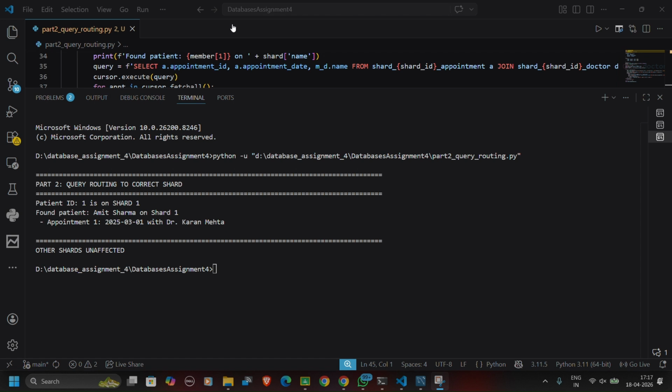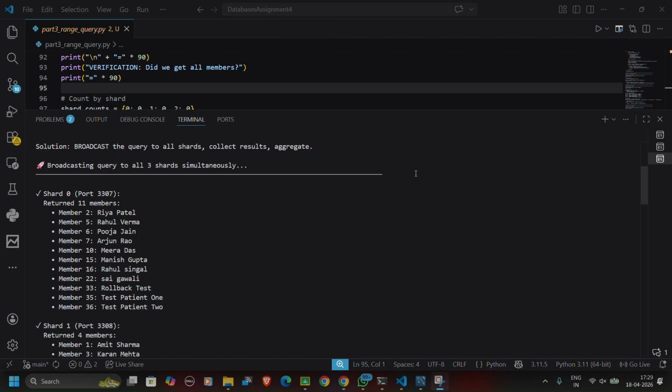As you can see here, with the patient ID, you can see the query routing to the correct shard. That patient ID 1 is on shard 1, and we can find the patient Amit Sharma on shard 1, and we can also see the appointment ID. Other shards remain unaffected. So we can say that single shard queries are fast and isolated from the other patients.